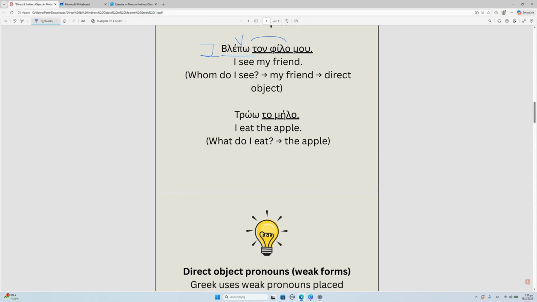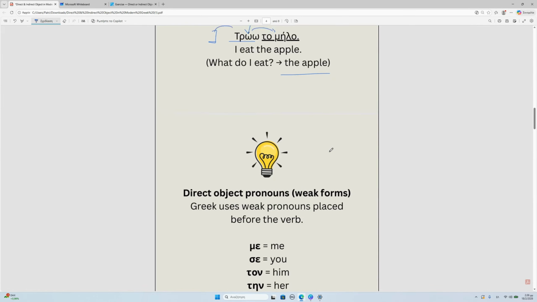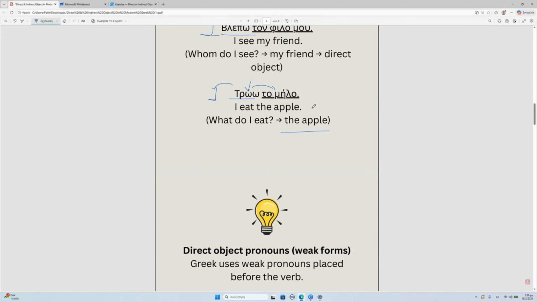Let's do another example. Τρώω το μήλο. I. Τρώω is the verb. Who is doing this? I. What do I eat? Direct object. What do I eat? The apple. So this is very, very important.